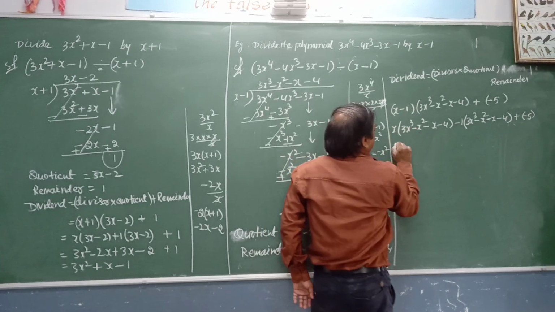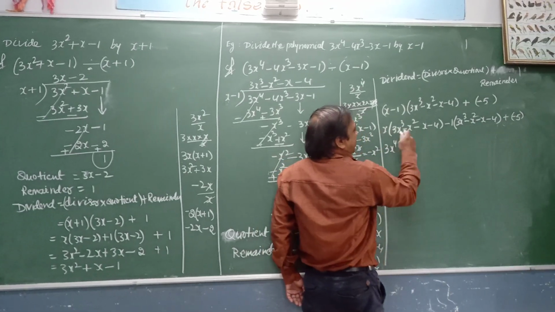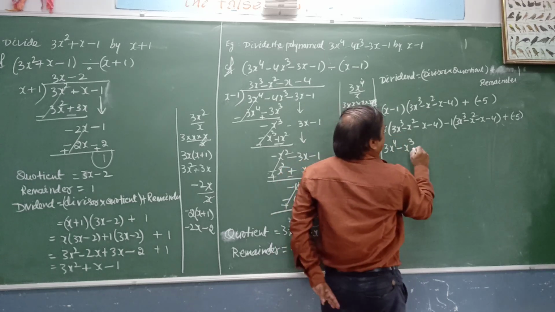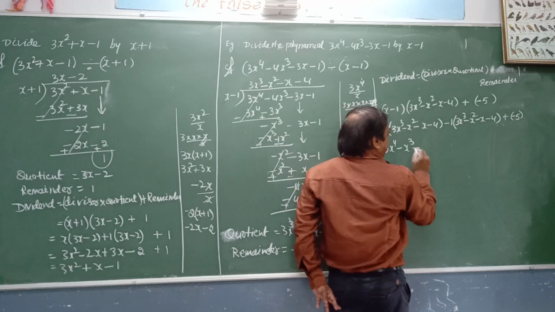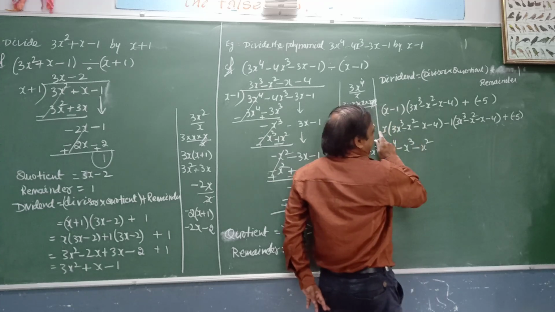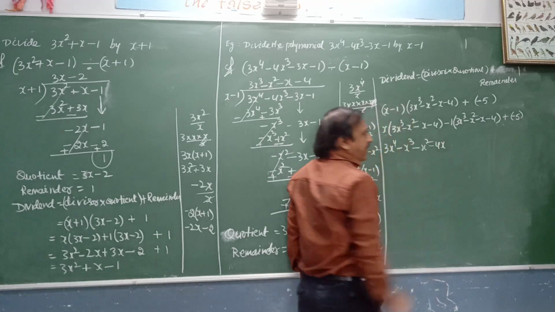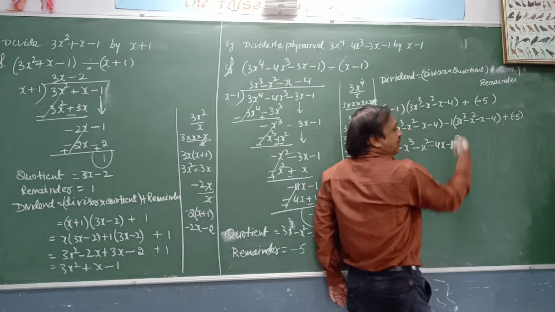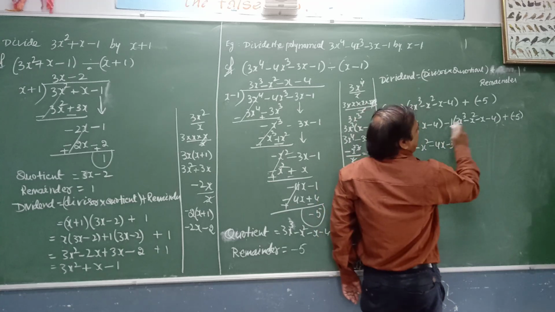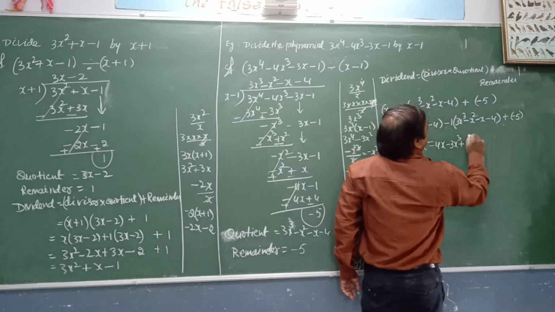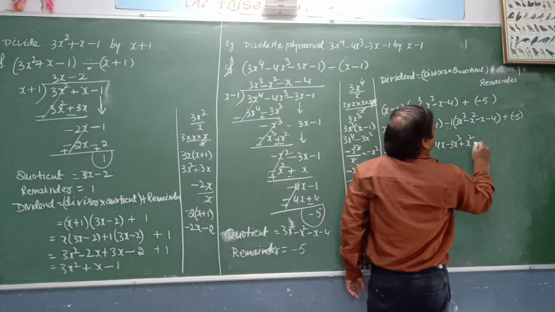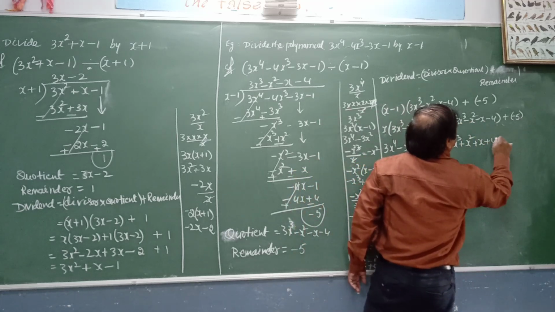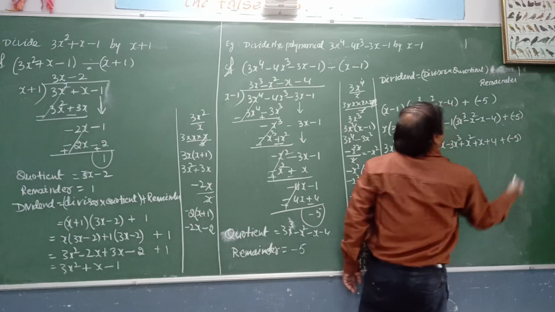Now x into 3x cube, 3x to the power 4, plus into minus, x into x square, x cube, x into minus x, that is minus x square, then x into minus 4, minus 4x. Then minus 1 into 3x cube, minus 3x cube; minus 1 into minus x square, plus x square; minus 1 into minus x, plus x; minus 1 into minus 4, plus 4. And then the remainder is minus 5.